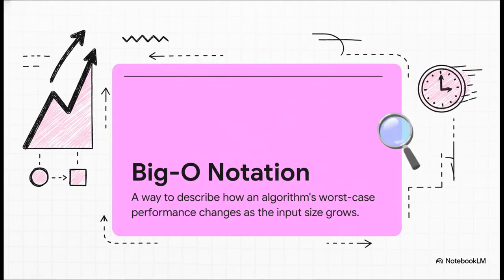So if we're going to put a formal definition on it, Big O is how we describe the growth rate of an algorithm. We're not measuring the exact time in seconds. Instead, we're asking, as our input gets bigger, how much slower does our program get? And crucially, we're usually looking at the worst-case scenario. We want to know the absolute slowest our code could be.